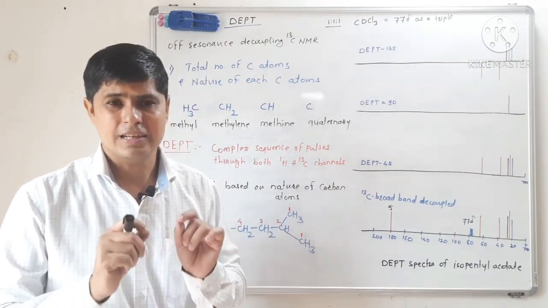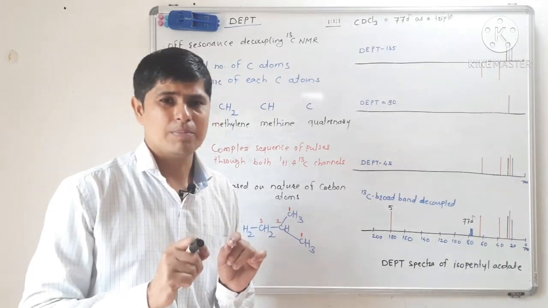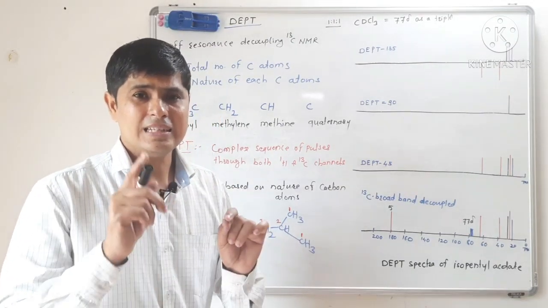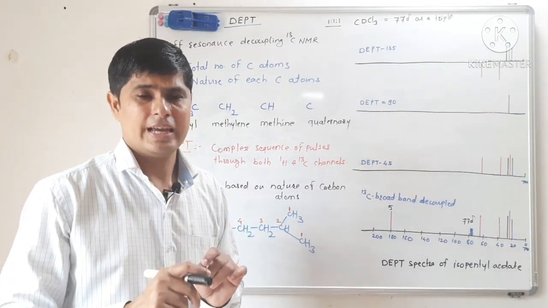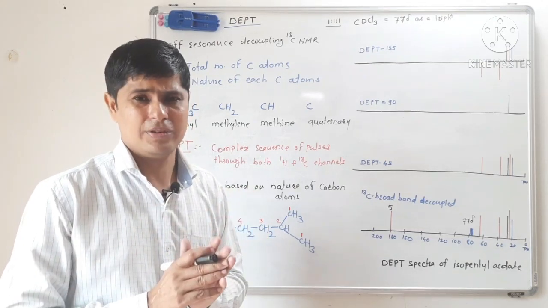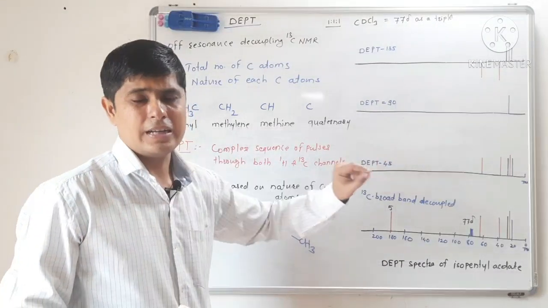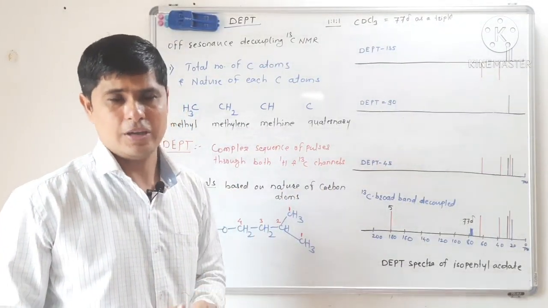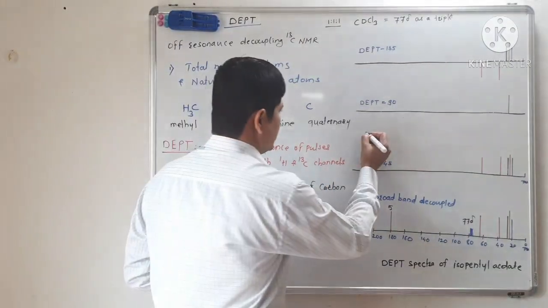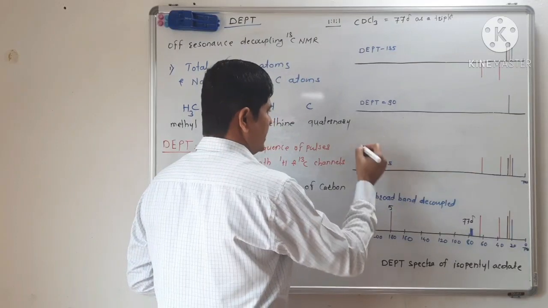We will see signal for only those carbon that bears at least one hydrogen atom. That means we will not see signal for quaternary carbon in DEPT 45.